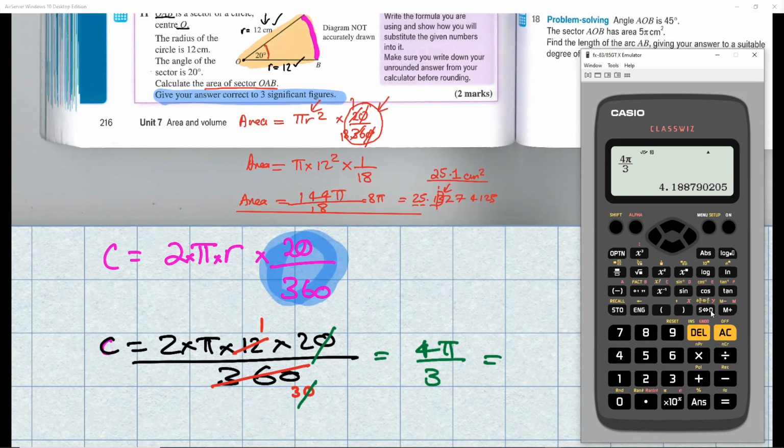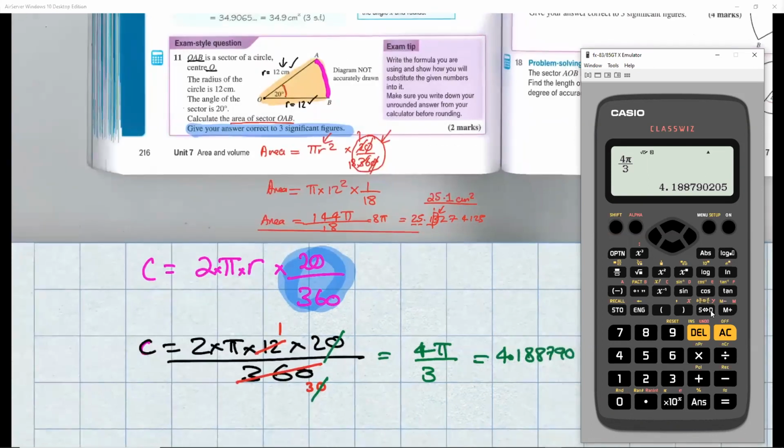So the answer for that, what are we getting for that, Salih? The calculated answer? 4.18879. So it's 3 significant figures. So you look at the 8 and you round it up. That gives us 4.19. And that is what we just worked out. We worked out the arc length, which is AB, which is the length of the crust.